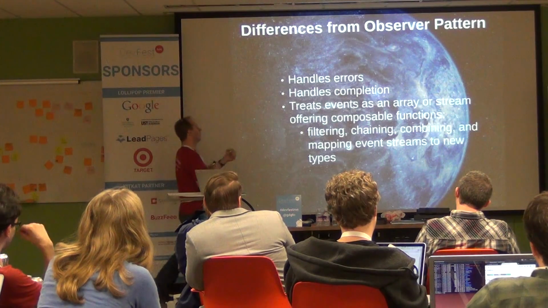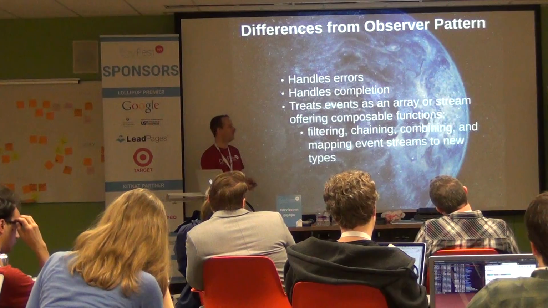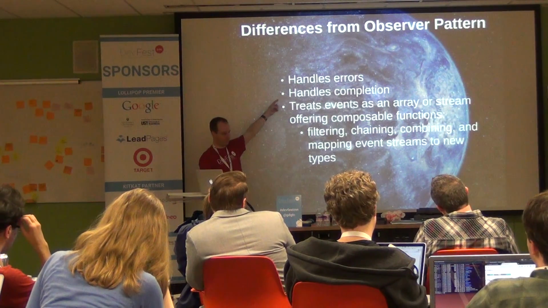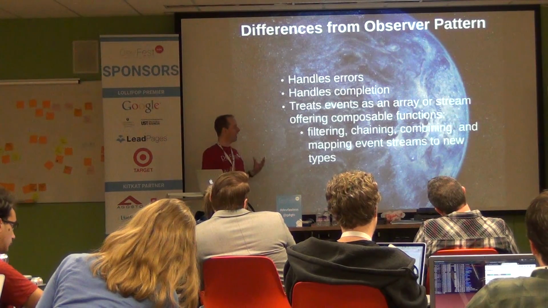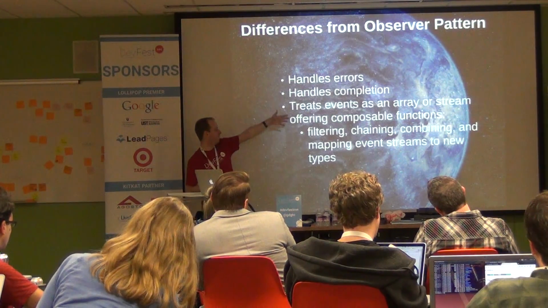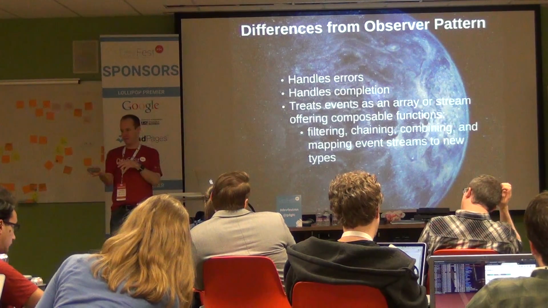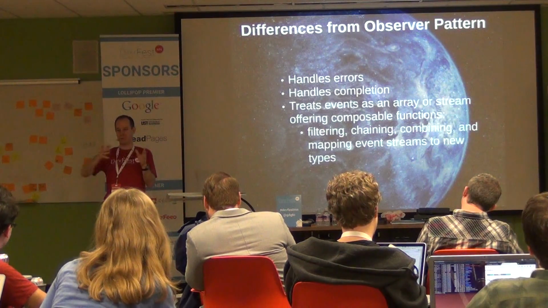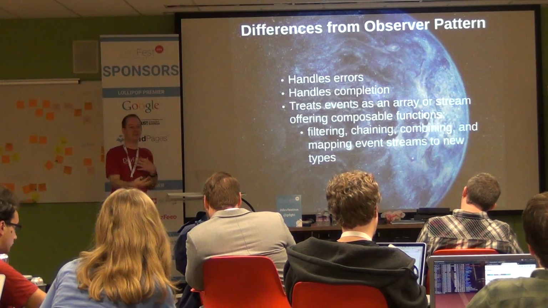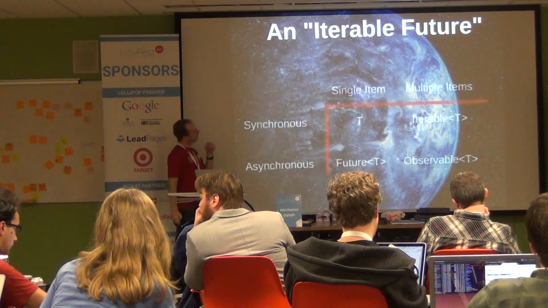But with observables, it also handles errors in addition to events. It can take a completion signal, and the events are composable so that you can actually filter, chain, combine, and map these streams to other types. Now, you already got a little bit of exposure to this just briefly in Dan's talk, where he showed you mapping one type to another type. I'll get into this in a little more depth. So, move on a little.